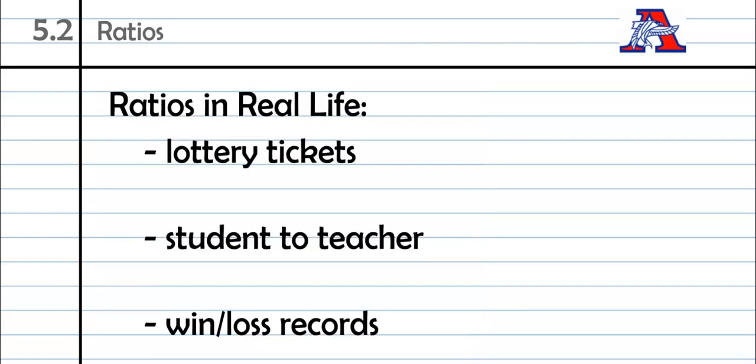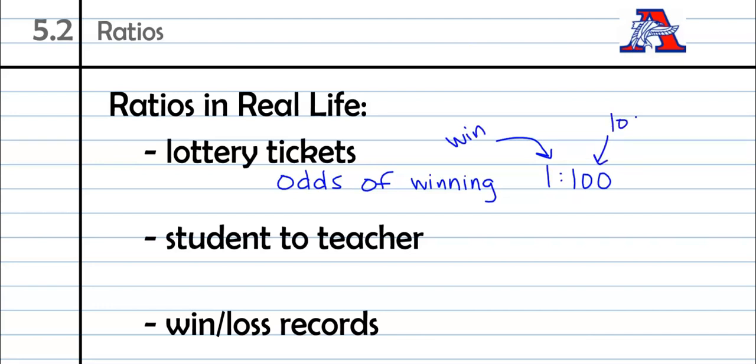Okay, so just to wrap our heads around this a little bit, let's talk about some ratios in real life. Where do we see ratios come up in real life? First thing I thought of was lottery tickets. I don't play a lot of lottery tickets because they're a bad idea, because most of the time you lose. But on lottery tickets, they'll tell you what your odds of winning are. They might say your odds of winning on a scratch off ticket are 1 to 100. That means that you have 1 chance of winning and you have 100 chances to lose.